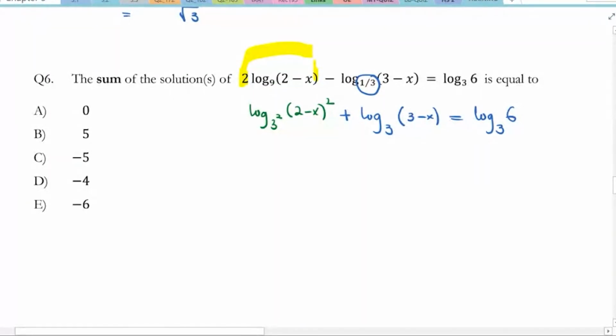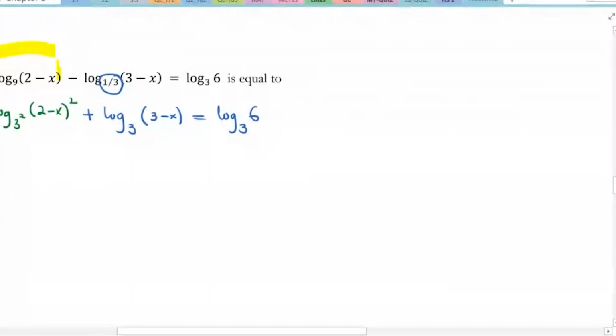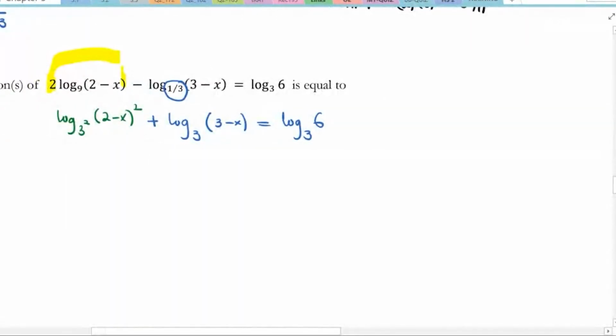Gentlemen, is there a question here before I continue? Yes. How can you change 1 over 3 to 3? Okay, that is a property. The property is like this one: 1 over 3 is 3 to the power of minus 1, right? Yeah, 3 to the power of minus 1. I get it. Okay, I get it.